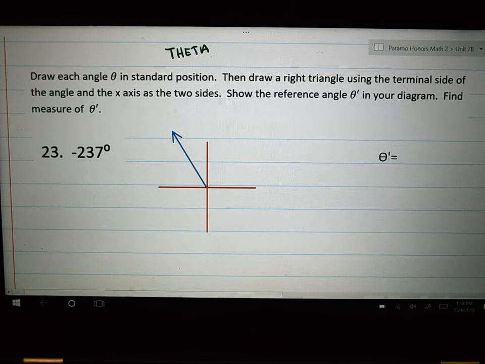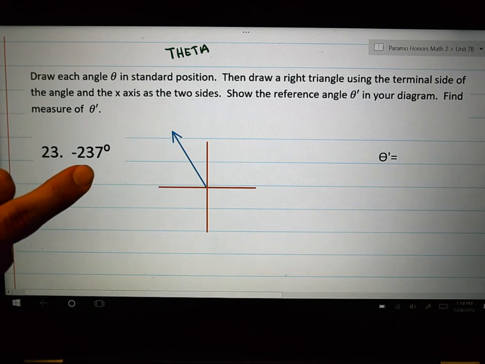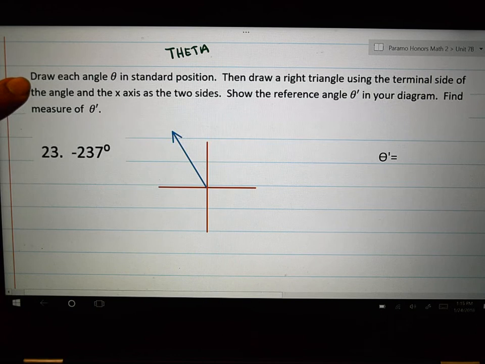Number 23, negative 237 degrees. Draw each angle in standard position. Then draw a right triangle using the terminal side of the angle and the x-axis as the two sides. Show the reference angle, theta prime, in your diagram. Find the measure of theta. So negative 237 degrees.